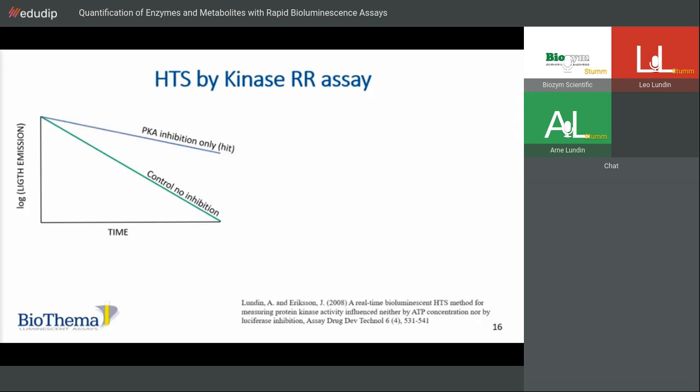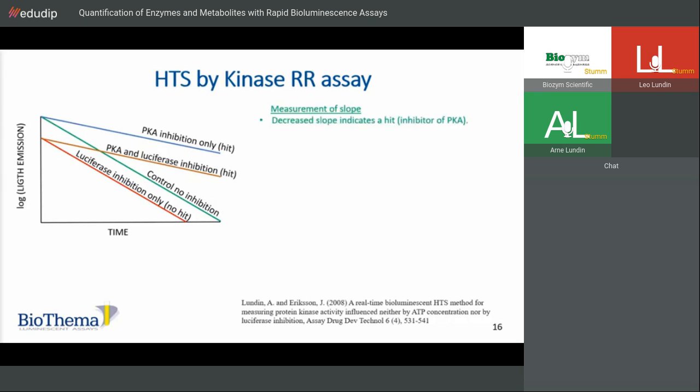If we have PKA inhibition only, then we get a lower slope, while if we have a luciferase inhibitor, we get less light but the same slope as the control. And if both PKA and luciferase are inhibited, we get a lower slope and a lower light. So decreased slope indicates a hit, an inhibitor of PKA. Measurement of light at 2 points in time is required, but no follow-up testing is required.